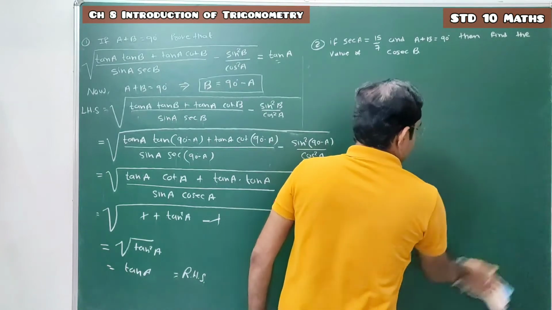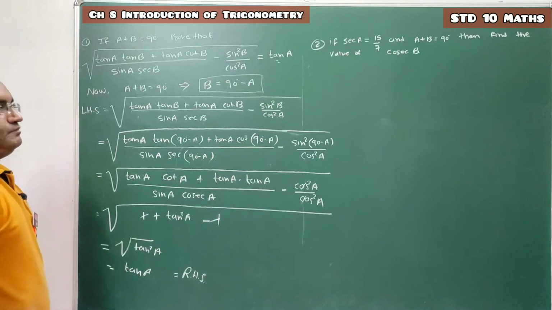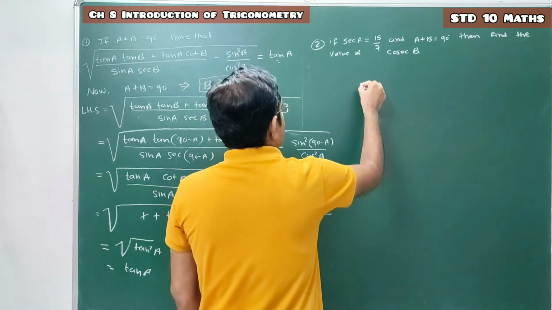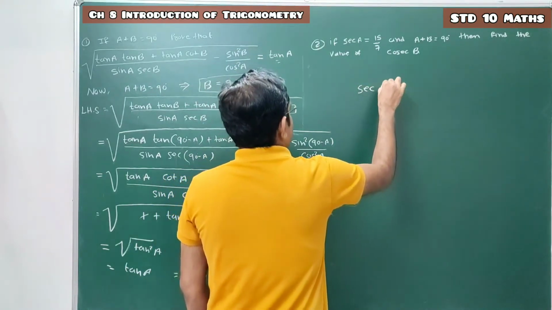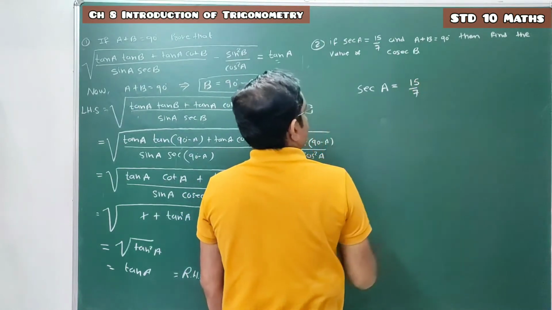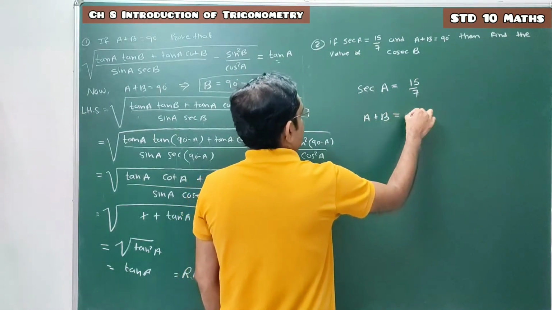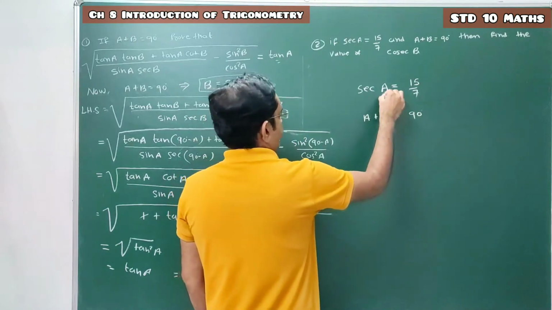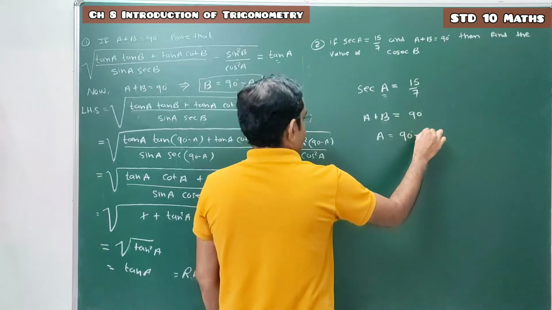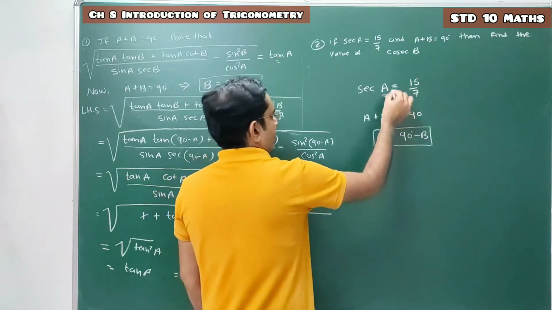Now next, question number 2. Same, here we are given sec A equal to 15 by 7, and also we are given that A plus B equal to 90 degree. So here we can replace A from this equation, A equal to 90 degree minus B. Done? So put this value of A in this equation.